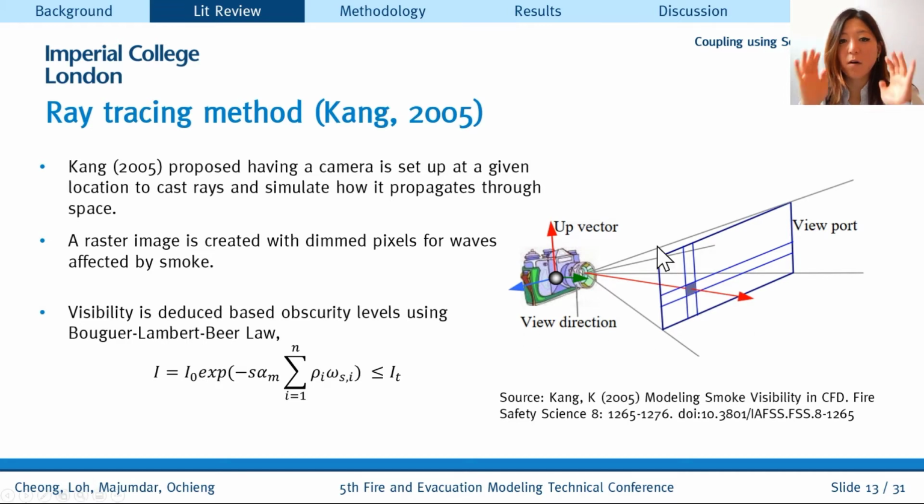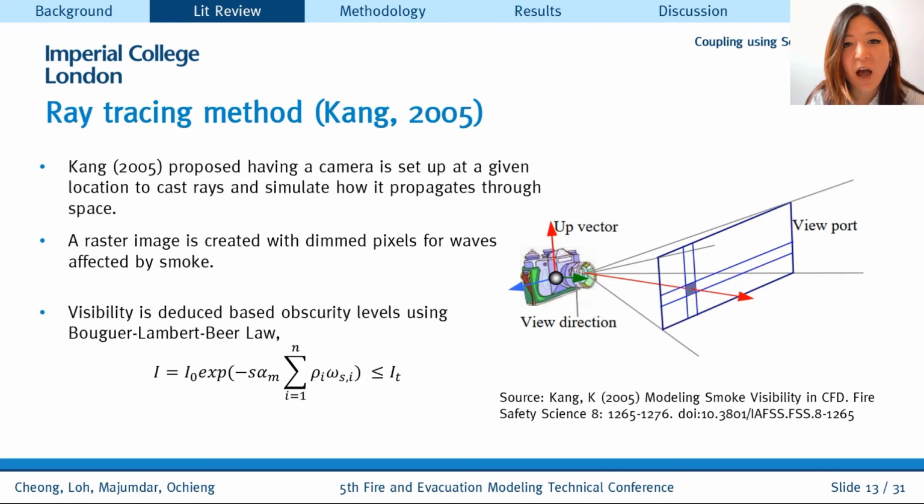camera set up for every agent and casting multiple rays, calculating the dimming of the pixels. This, however, not only assumes a homogeneous smoke layer, but also the computational resource cost grows exponentially once the number of agents is greater than 1.